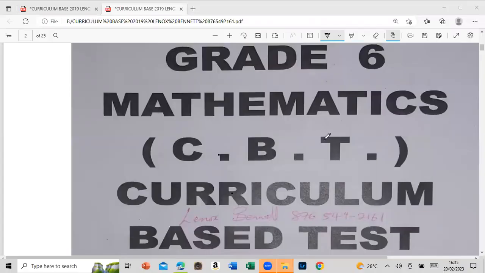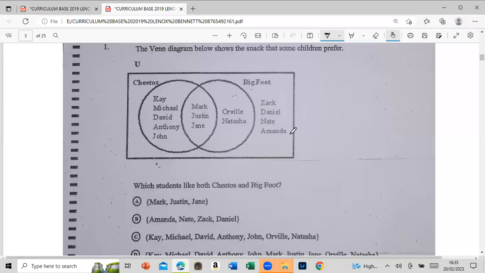Alright, let's move on to question 1. Question 1 says the Venn diagram below shows a snack that some children prefer. So here we have Cheetos and we have Bigfoot and we have the students. Let's see what the question says.